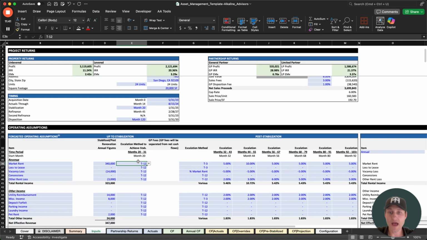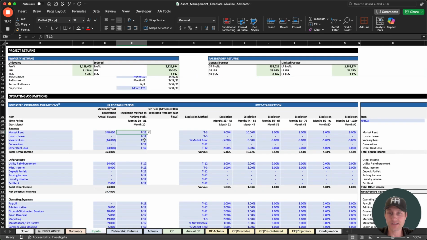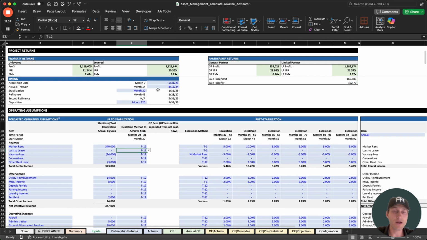And we can do that on an individual line item basis if we want to say, okay, well, utility reimbursements are only going to be trailing 1, versus trailing 12, versus market rent, which will be trailing 12. So all that will be trended based off of whatever we choose here. And it'll be trended based off of the actuals we currently have through the projections at stabilization.